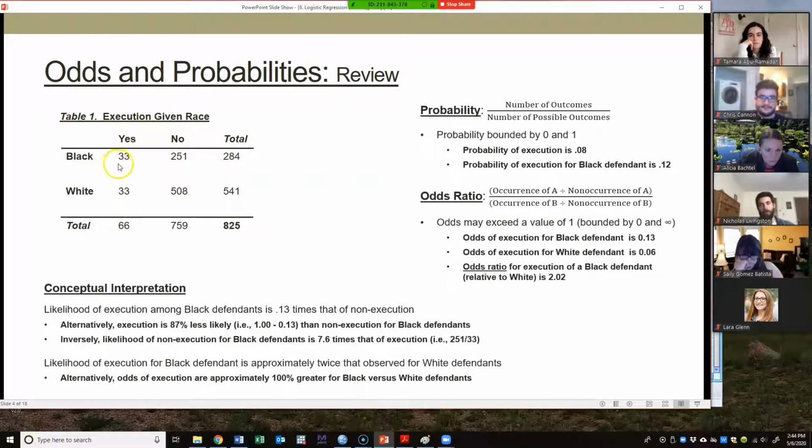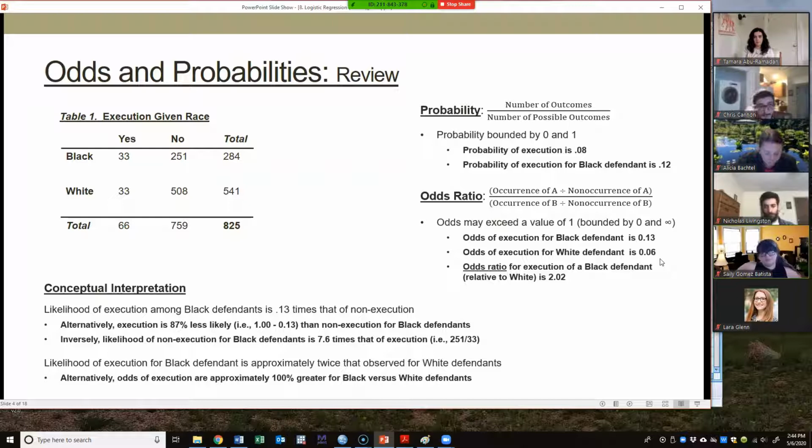So this is just looking at the odds of a death penalty sentence for a black defendant. But maybe what we want to do is compare that against some other reference group. This is where our odds ratios start to come into play and can be very informative. If I look at the odds of execution for a black defendant, 0.13, do I think that's a whole lot? No. Probably not, right? And then what if I say the odds of execution for a white defendant are 0.06? Is that a lot? No, that's still pretty rare, right?